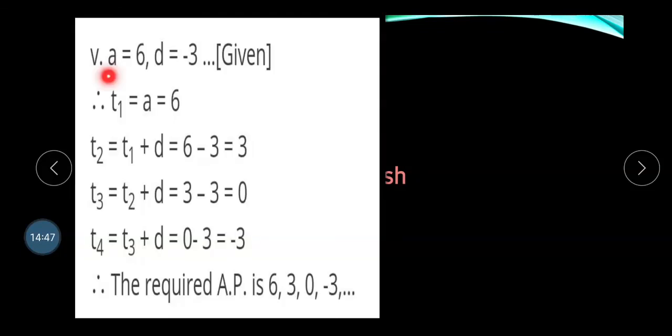Fifth one, A equals 6, A means the first term, equals 6 and the difference between the terms is minus 3. So we will get the second term by taking the first term and adding the difference, 6 minus 3 equals 3. Third term, by taking the second term and adding the difference, that is minus 3, 3 minus 3 equals 0. Fourth term, taking the third term and the difference, that is 0 minus 3, we will get minus 3. So the required AP is 6, 3, 0 and minus 3.